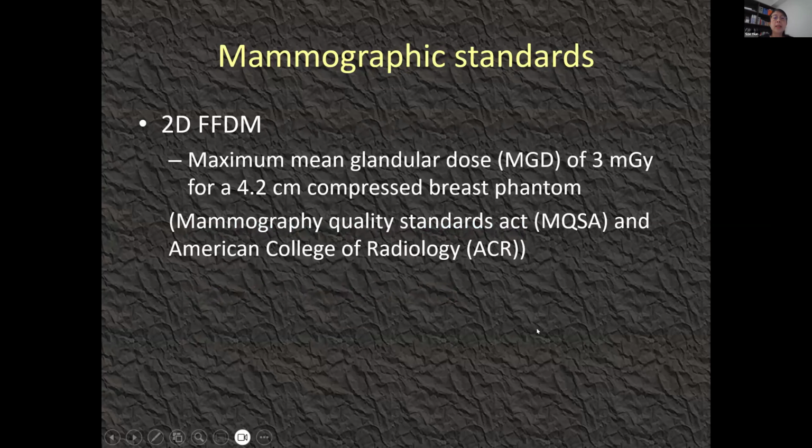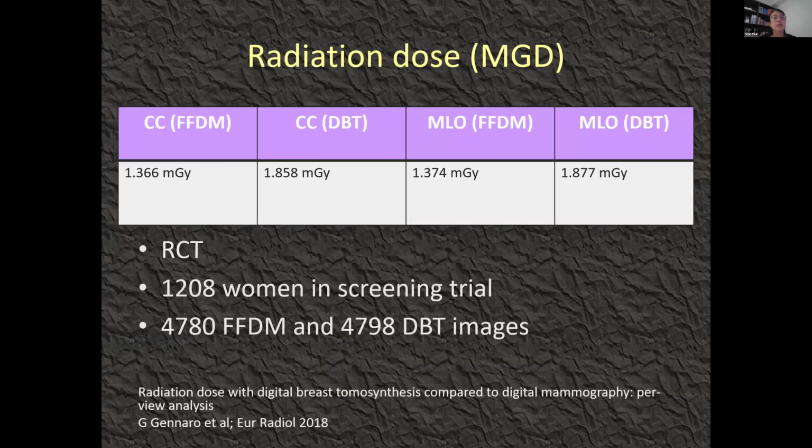The maximum mean glandular dose that's recommended for a mammogram is up to a maximum of 3 milligray for a 4.2 centimeter compressed breast phantom, as indicated by the NQSA and American College of Radiology. So this is a paper that looked at the radiation dose of digital breast tomosynthesis and comparing it to digital mammography.